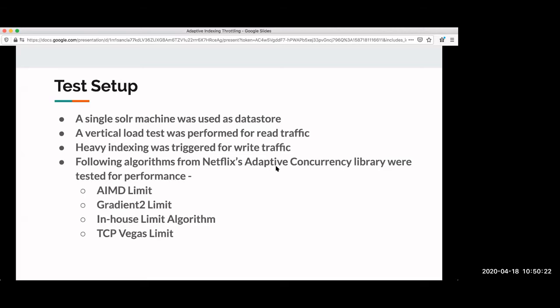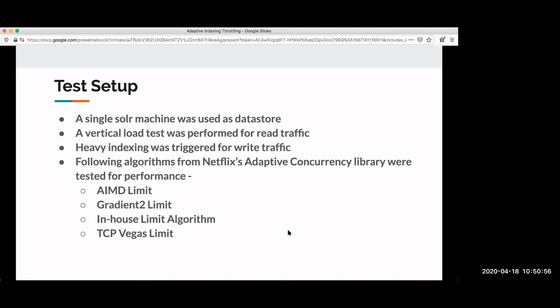But this adaptive concurrency library was made for one service. You put it on one service, it gauges the health of that service and creates a limit for the same service. In this case, we divided these two pieces out. We look at our data stores, gauge their health and come up with a load value. From that load value, we create a limit, and we give that limit to our indexing system to enforce. We divided these two pieces out for read and write.